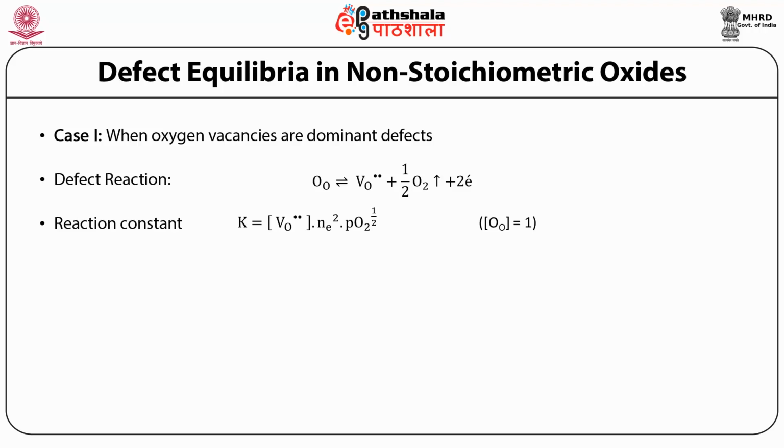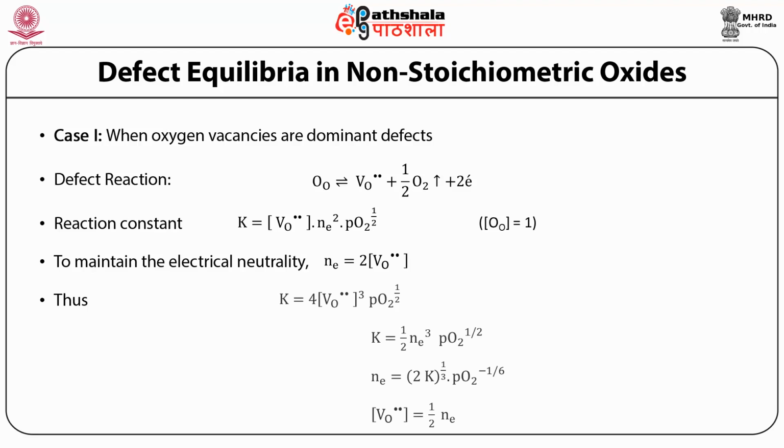Here, we assume that the concentration of OO is 1. From the above reaction, to maintain electrical neutrality, Ne is equal to twice of VO double dot. Thus, the reaction constant becomes K is equal to 4 times VO double dot to the power 3 into PO2 to the power 1 by 2. Or we can write it as K is equal to 1 by 2 Ne cubed PO2 to the power 1 by 2.